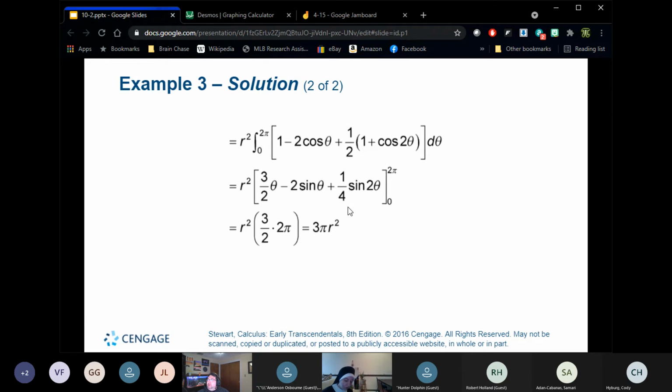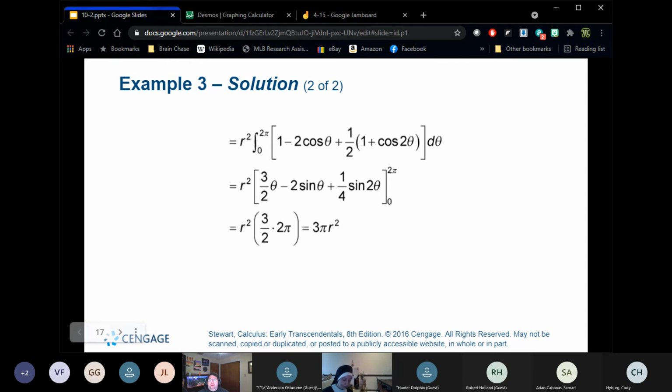Once we've got our integral done, we can plug in our 0 and 2 pi. 0 is going to cancel everything out because when you do sine of theta at 0, you get 0. So the 2 pi is the only one that really matters. But sine of 2 pi is also going to be 0, so that cancels out those as well. So the only thing that's left is that first one, 3 over 2 pi. So it's 3 over 2 times 2 pi, which gives you 3 pi r squared.